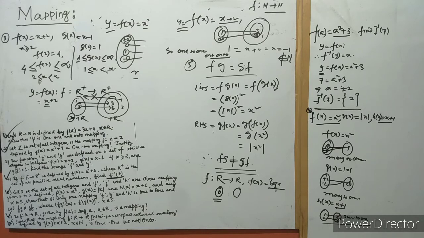Okay, so I think students, all of you better understand what is the mapping, what is the many-to-one, what is the one-to-one, what is the into, and what is the onto, and that is the main important thing. I think all the students have better understood. Okay, bye everybody.